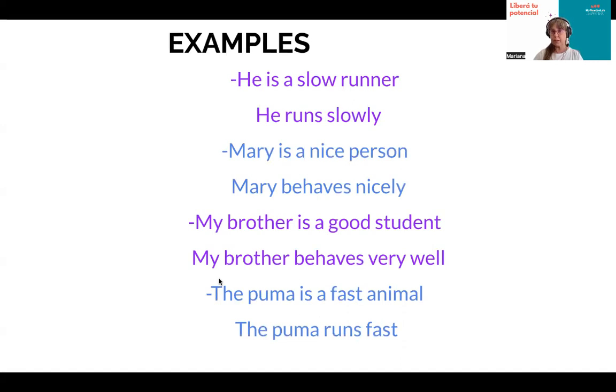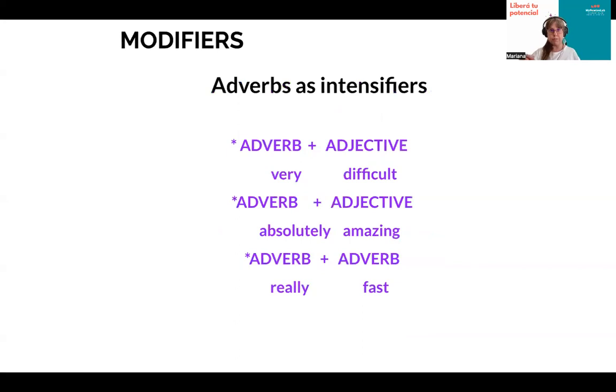Now let's have a look at some examples. He's a slow runner. He runs slowly. Mary's a nice person. Mary behaves nicely. My brother is a good student. My brother behaves very well. The puma is a fast animal. The puma runs fast. So look at the position: adjective, adverb, adjective, adverb. Position and change in the word formation.